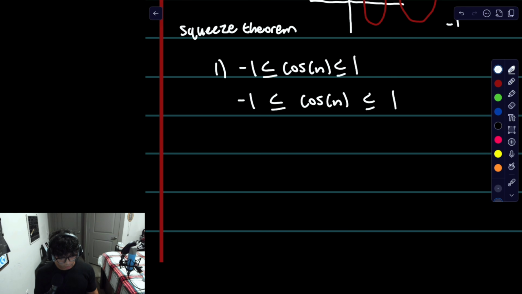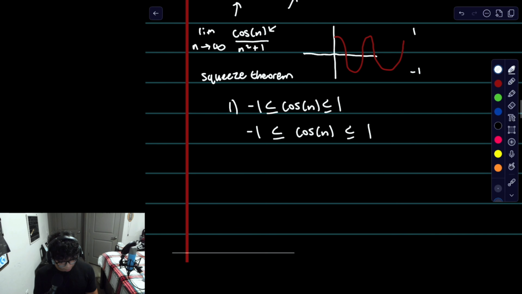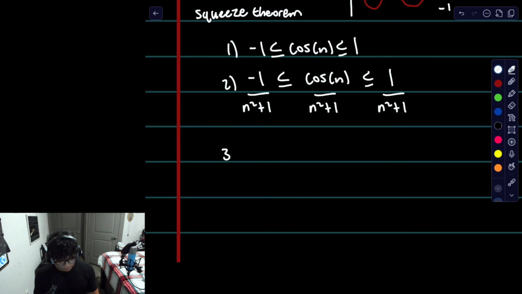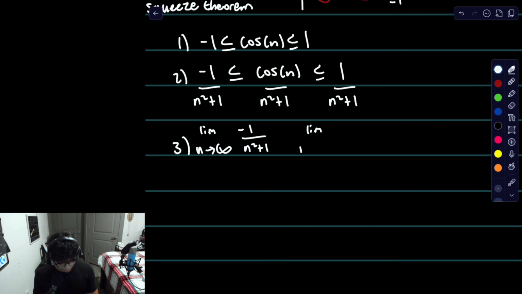Now our next step is to then divide all of our parts by n squared plus 1, since our denominator is n squared plus 1. And then our third step is to find the limit of n approaching infinity for the outer bounds, which is the first and the last bound. So let's set our limit as n approaches infinity of -1 over n squared plus 1, as well as the limit of n approaching infinity of 1 over n squared plus 1.